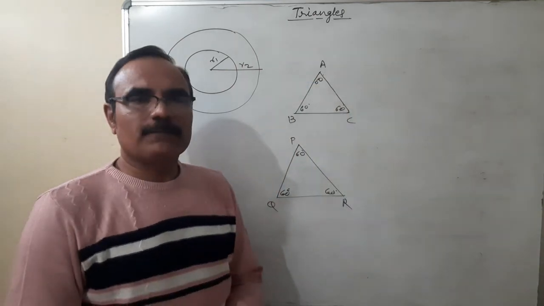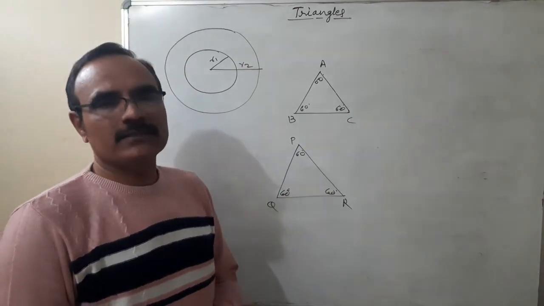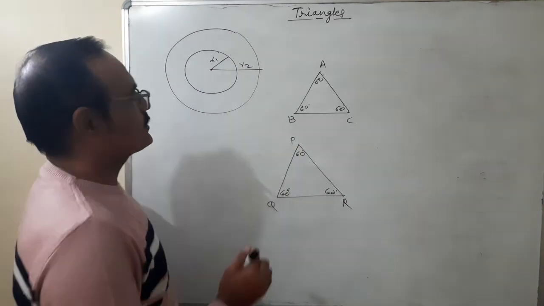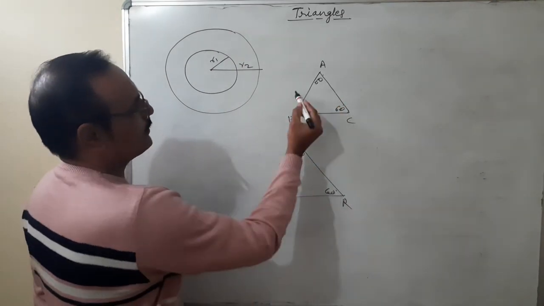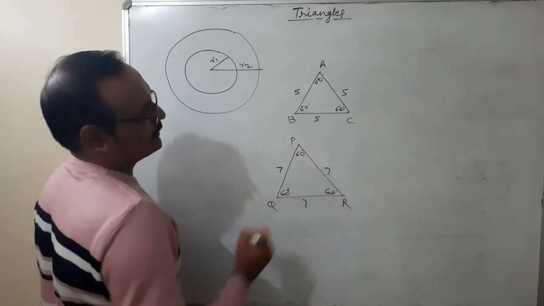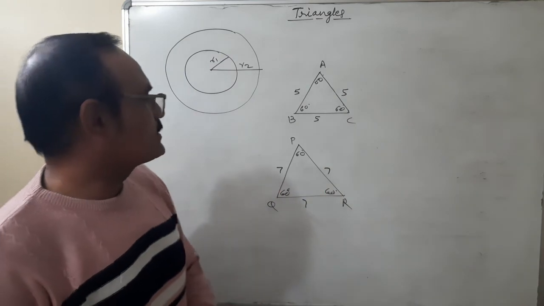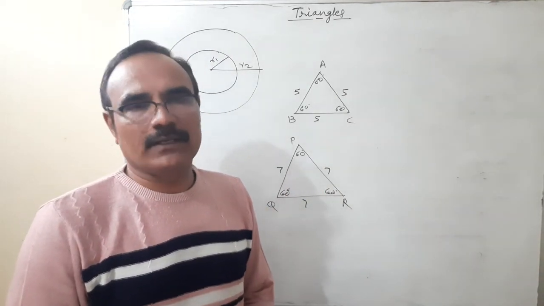So what does it mean? Shape wise they are equal, both are equilateral, but side wise they need not be the same. Suppose the sides here are 5 centimeter, 5 centimeter, 5 centimeter, and these are 7 centimeter, 7 centimeter, 7 centimeter. So both the triangles are similar.